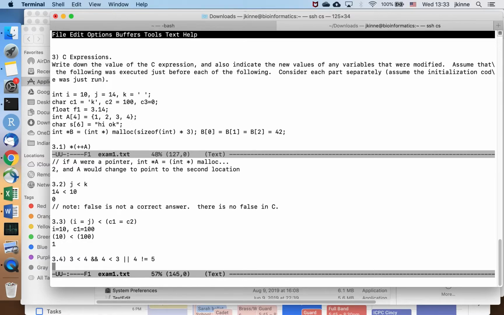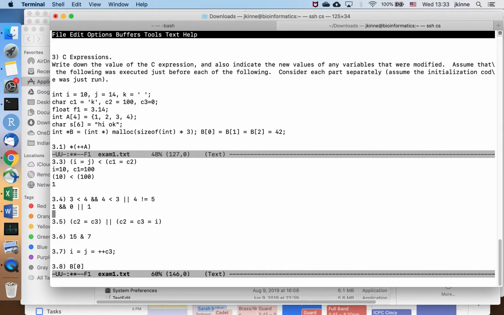All right, let's look through this one. First, we're going to have is 3 less than 4? Yes. And we'd have and is 4 less than 3? No. Or is 4 not equal to 5? Yes, it is. All right, so what happens next? And or. And takes higher precedence, so we evaluate the and. You'd have 0 and, 0 is this, and you'd have or 1. And then the value of that is 1.